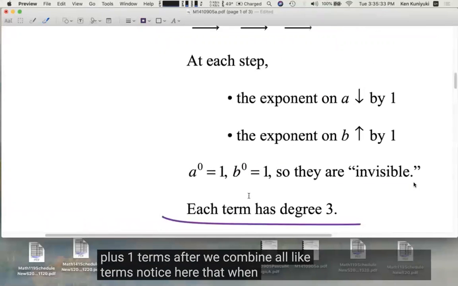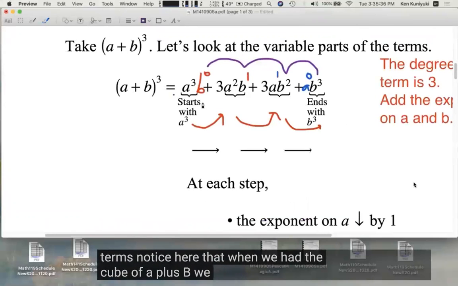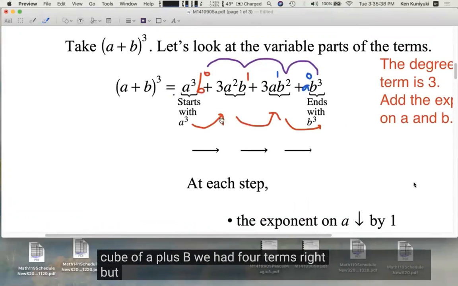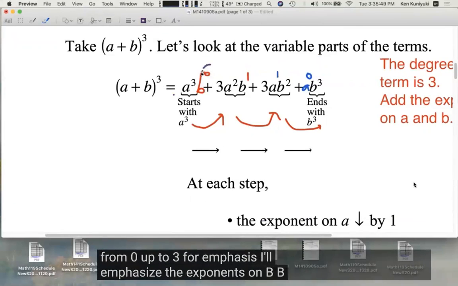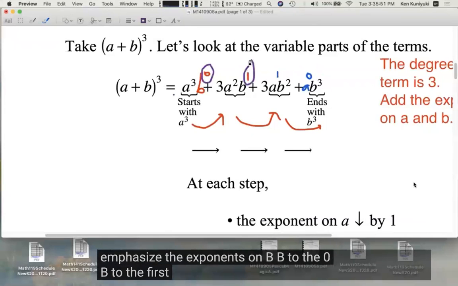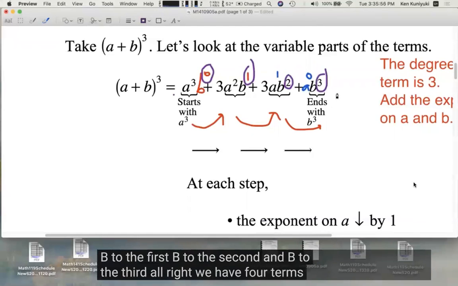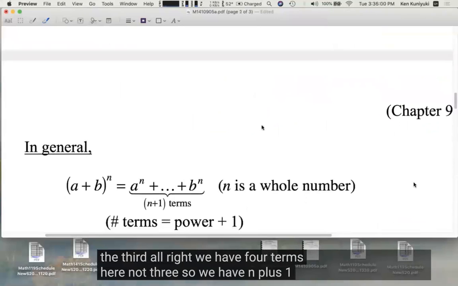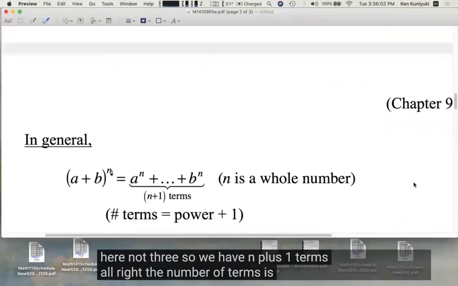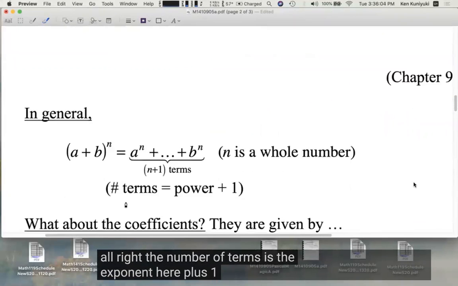Notice here that when we had the cube of a plus b, we had 4 terms, right? For example, the exponent on b goes from 0 up to 3. For emphasis, I'll emphasize the exponents on b. B to the 0, b to the first, b to the second, and b to the third, right? We have 4 terms here, not 3. So we have n plus 1 terms. The number of terms is the exponent here, plus 1.